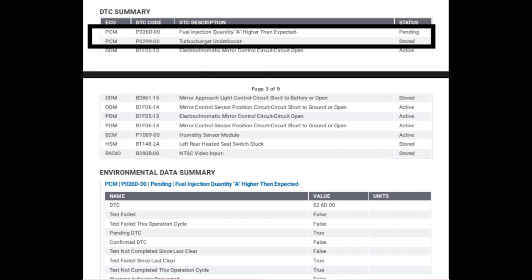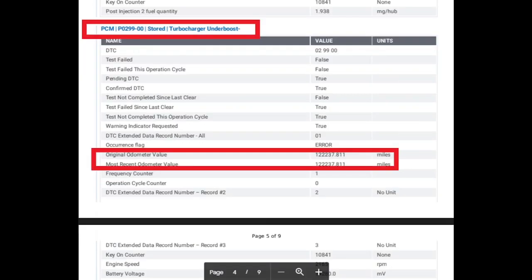we can basically go off of, well, maybe they're stored codes, we clear them. A lot of times the codes don't come back and we just let it go. Well, it's always a good idea to go ahead and look at the freeze frame first of all, and also figure out what causes that code to set. In this case, I have underboost and I have fuel injection quantity higher than expected.